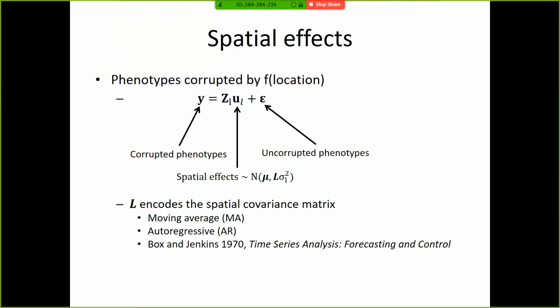And so the spatial effects will be controlled by this L matrix. It's somewhat similar to a genetic relationship matrix. Instead of this matrix being a function of SNPs, it's going to be a function of the location of the vines in the field. And so there's a number of ways you can encode this, but I'll just talk about two. One is called a moving average covariance model, and the other is an autoregressive. And they're commonly used in time series analysis.